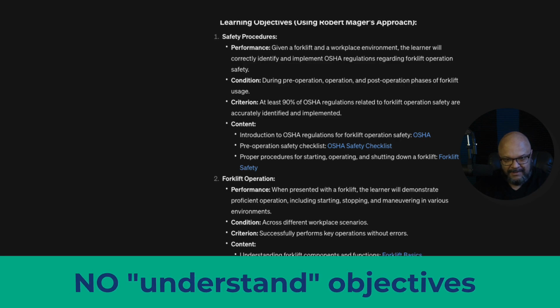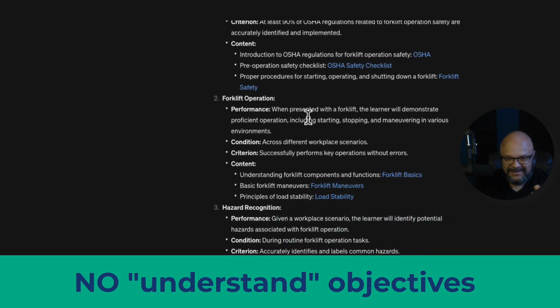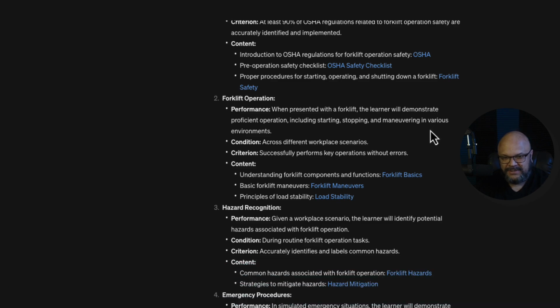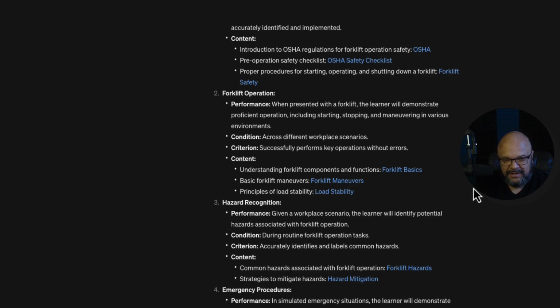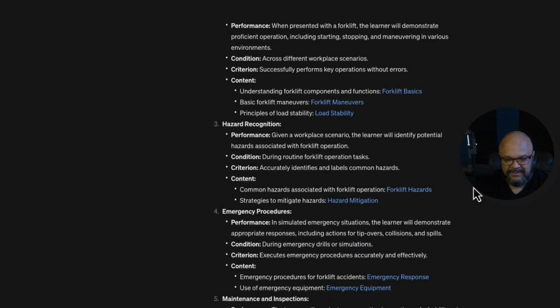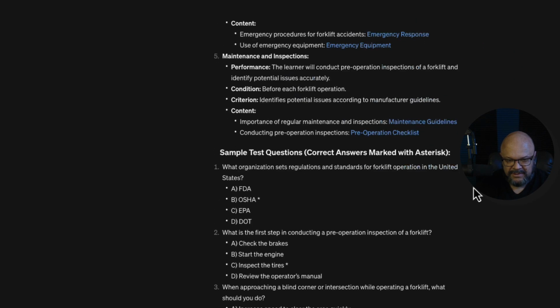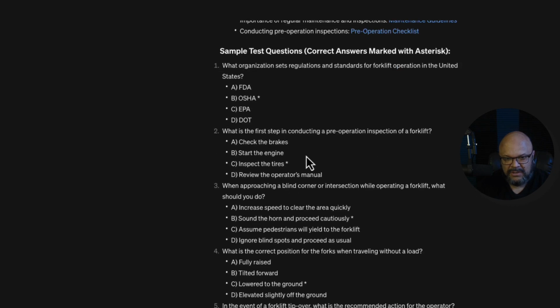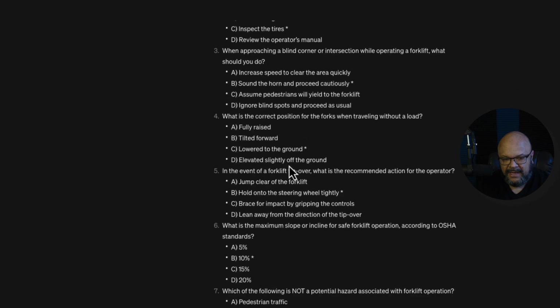Forklift operations are broken down. The second section. When presented with a forklift, the learner will demonstrate a proficient operation, including starting, stopping, the condition across different workplace scenarios, and criterion: successfully perform key operations without errors. Whoa. Okay. Not bad. Content understanding. Okay. Yeah, because it's not giving me that, but it's providing all those conditions. And then it did mark the correct answers in the test.